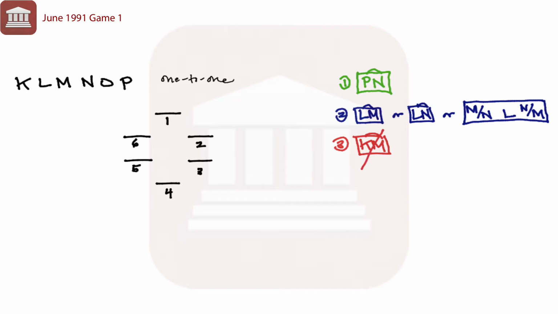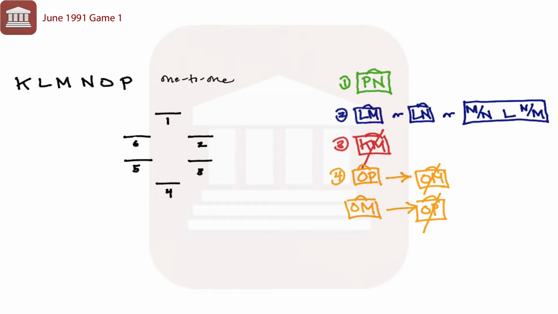And then lastly, the fourth and final rule tells us that if O sits immediately next to P, then O does not sit immediately next to M. Contrapositive, if O sits next to M, it does not sit next to P. And that is all we know.